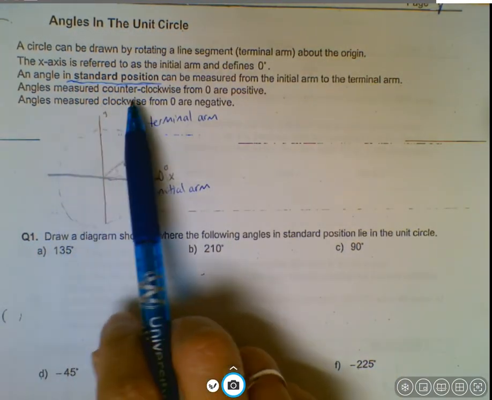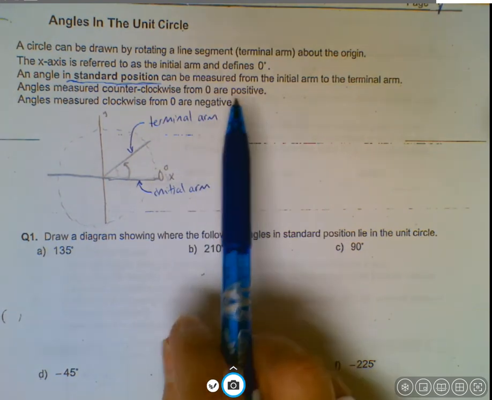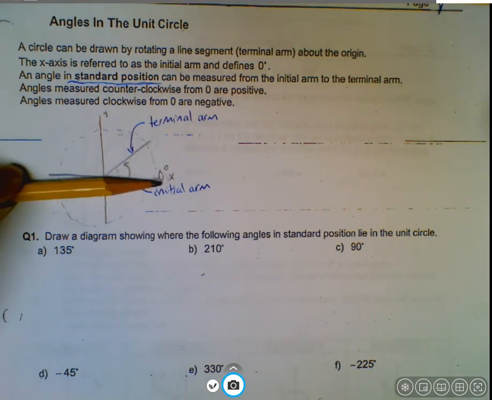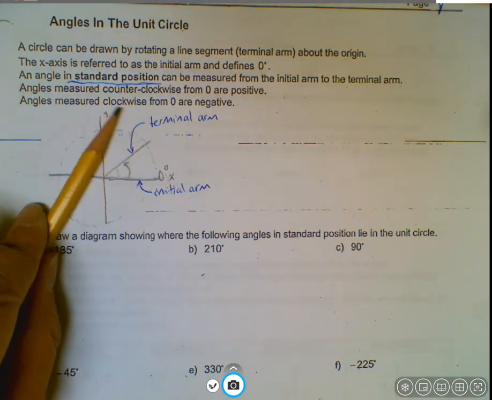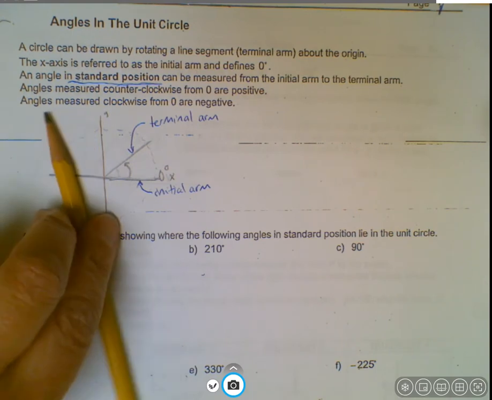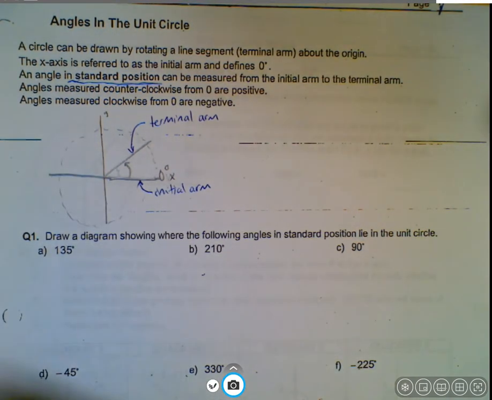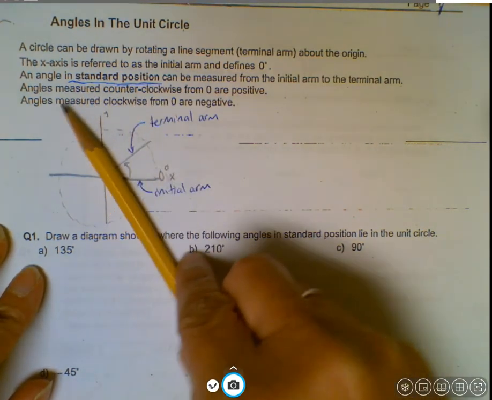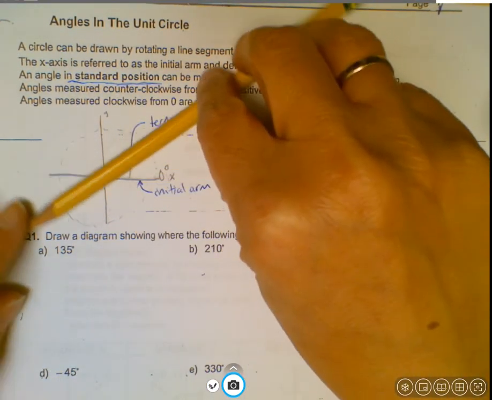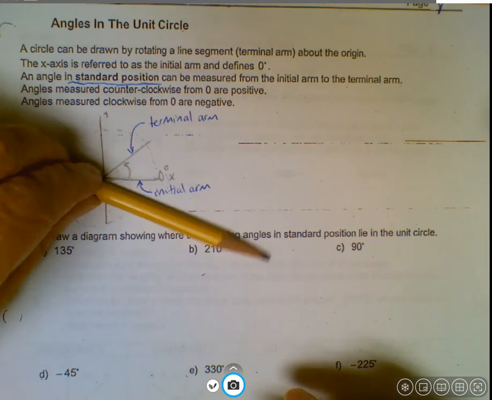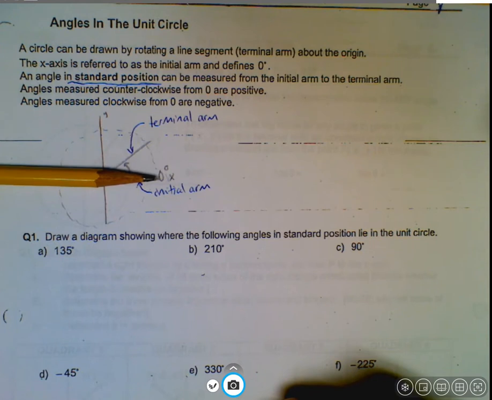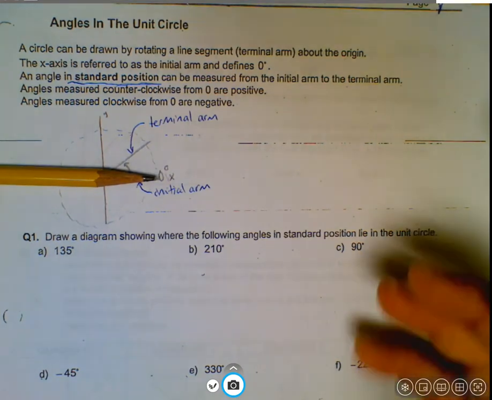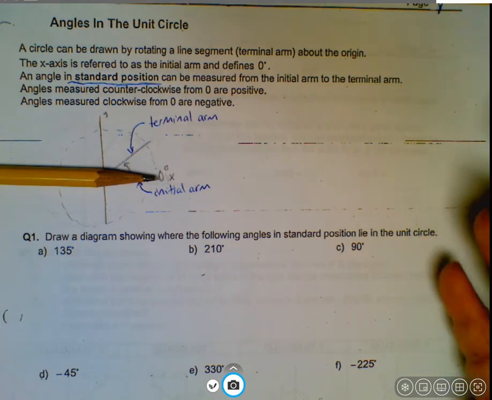Angles measured counterclockwise from 0 are positive. So if I measure the angle the way I'm showing you, 10 degrees, 20, 30, 40, 45, 60, whatever, up to 90, and keep going, those are positive angles. I can keep going, 90, 180, 270, all the way to 360. And at 360, I've gone all the way around the circle and I end up back at 0. So 360 and 0 is essentially the same thing. It's the same ending point.